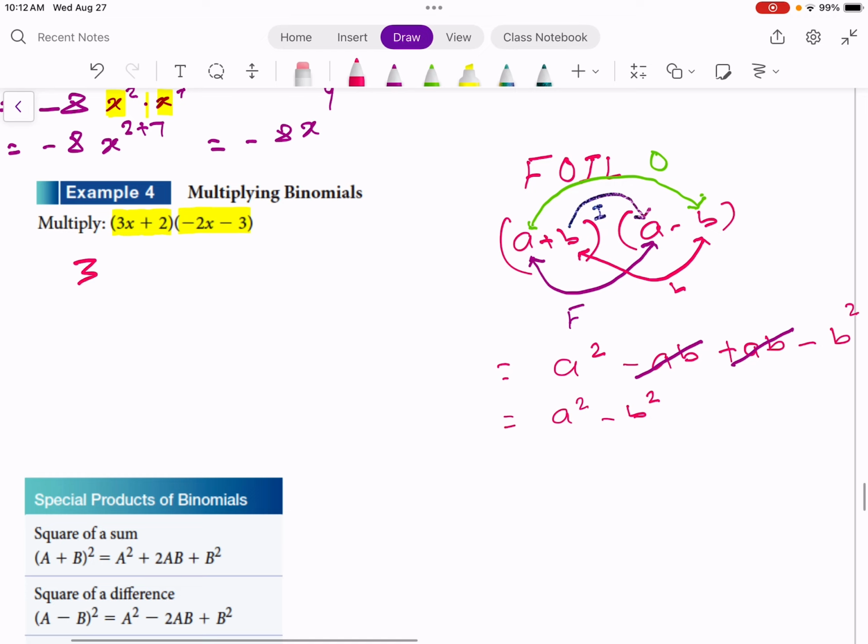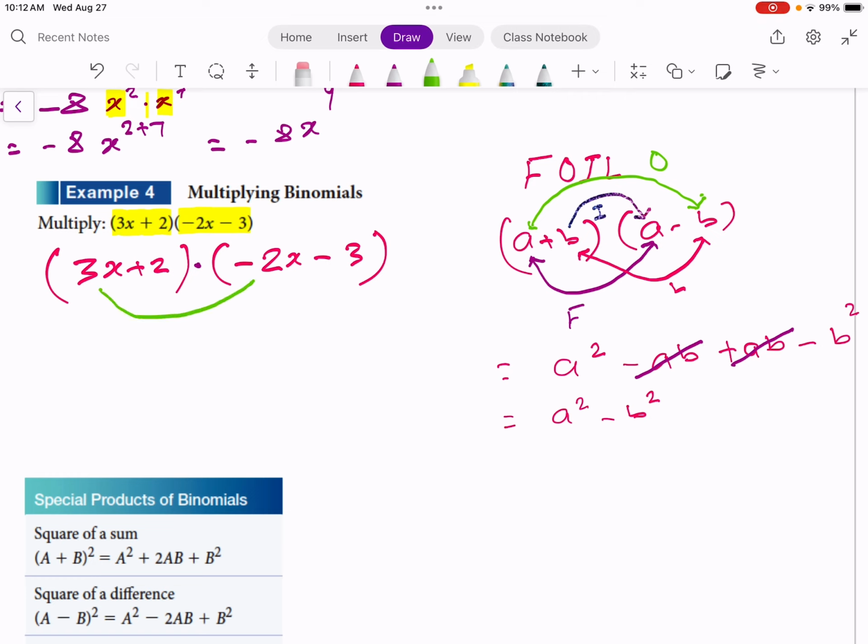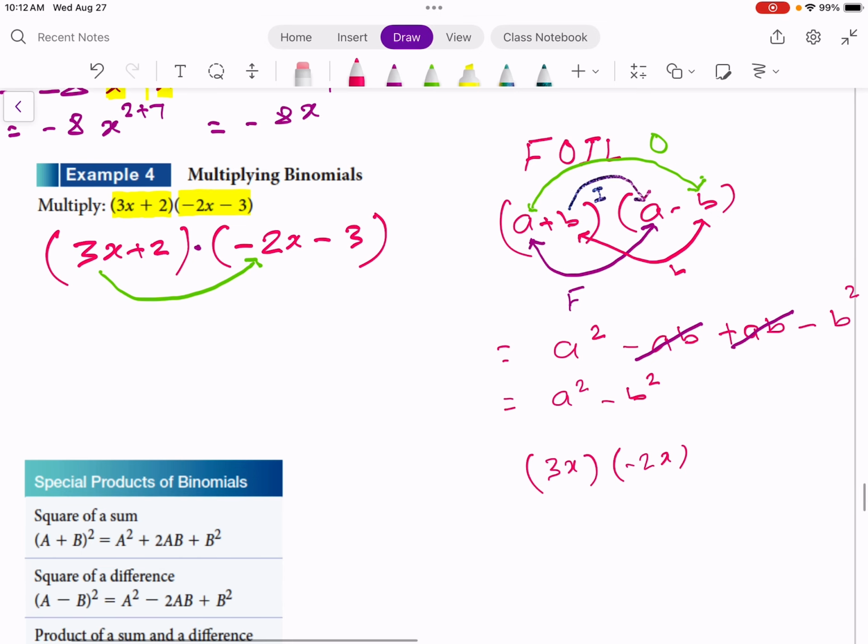So here we have 3x plus 2, this is our binomial, and we have negative 2x minus 3, this is also a binomial, and in between these two binomials we have a product, so we are multiplying. So let's use FOIL, and the very first thing we do is we multiply first terms. So what are the first terms? Positive 3x and negative 2x. So what is positive 3x times negative 2x? So you multiply the coefficients.